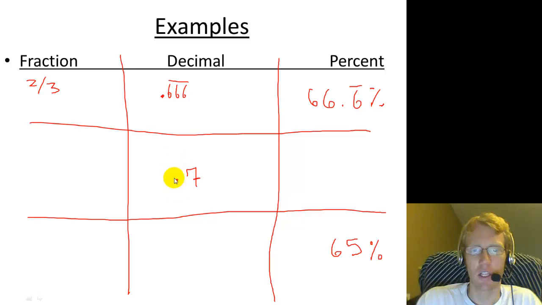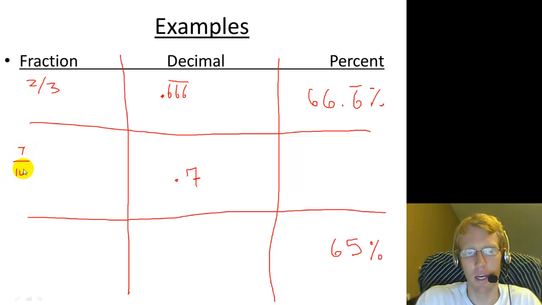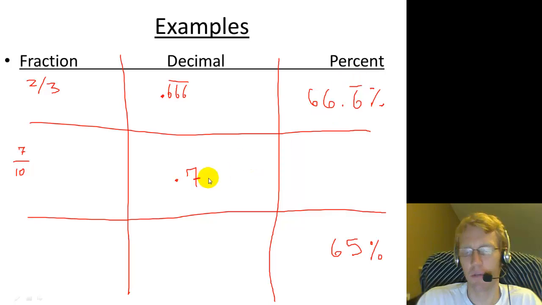Okay, let's convert 0.7. Well, the fraction of 0.7 is going to be 7 over 10 because we had to move the decimal place one time. And 7 over 10 does not reduce, so that's actually a pretty easy one. And then for 0.7 to get to a percent, we times that by 100, so we would get 70%.